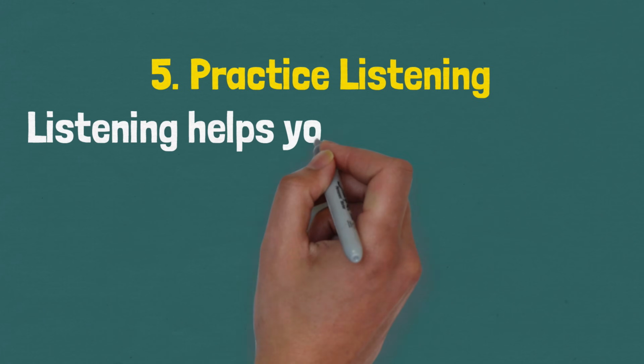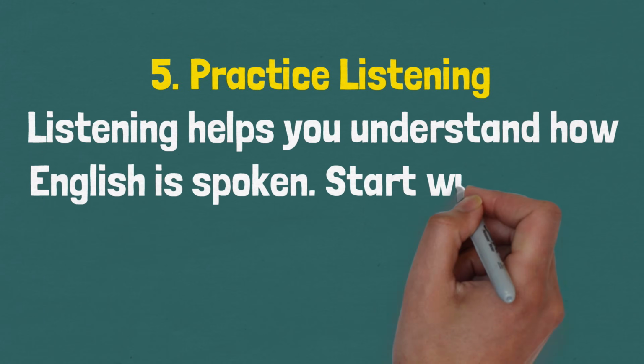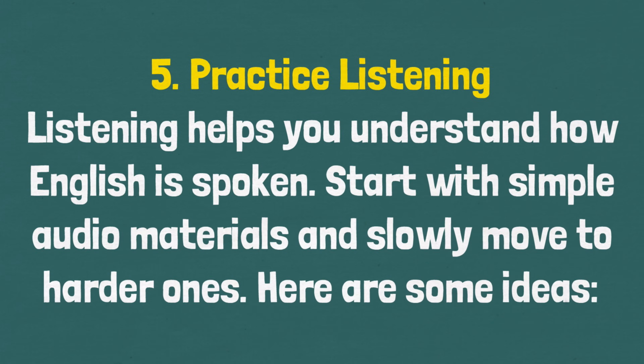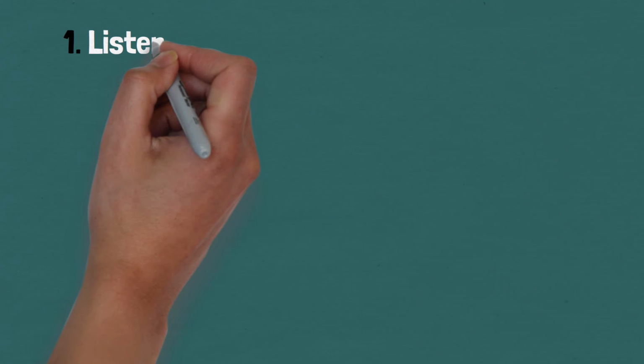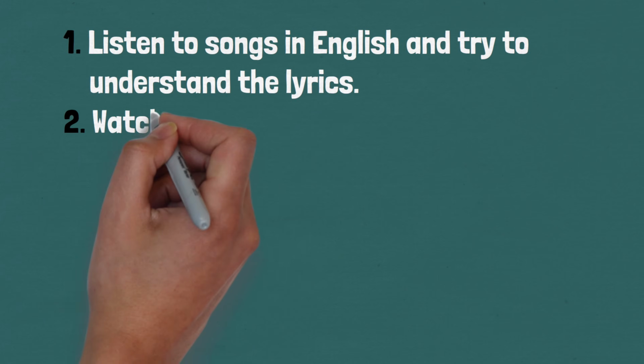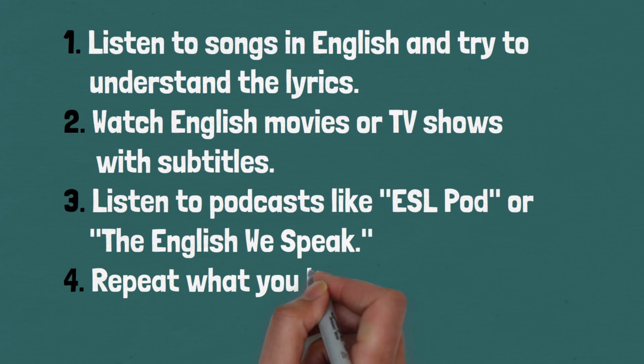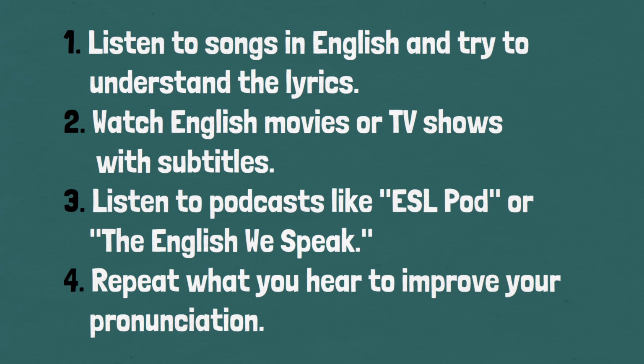5. Practice listening. Listening helps you understand how English is spoken. Start with simple audio materials and slowly move to harder ones. Here are some ideas. Listen to songs in English and try to understand the lyrics. Watch English movies or TV shows with subtitles. Listen to podcasts like ESL Pod or The English We Speak. Repeat what you hear to improve your pronunciation.